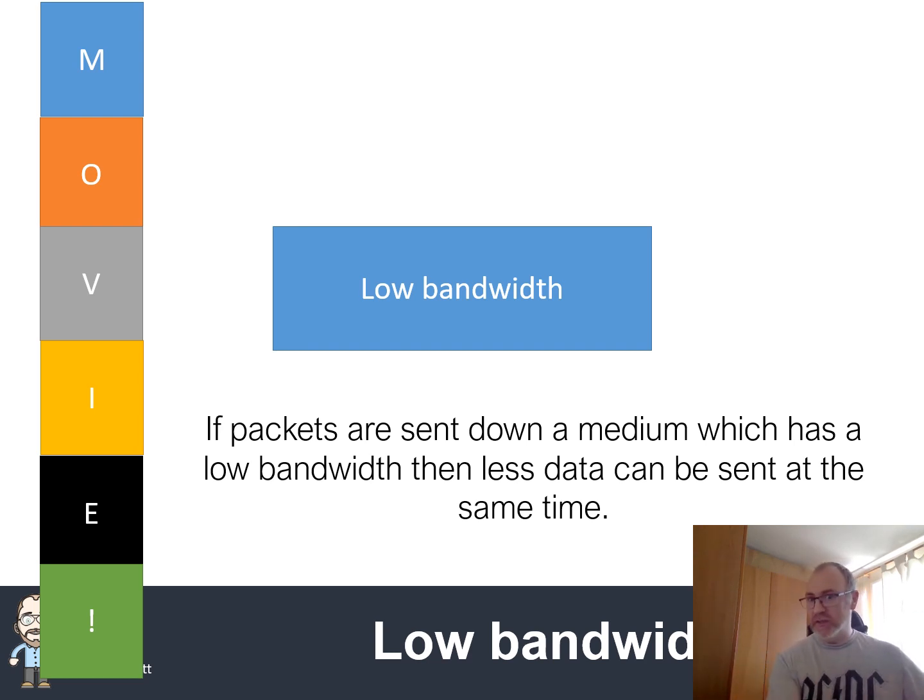Low bandwidth. Imagine we are trying to send this Netflix movie. If packets are being sent down a medium which has a low bandwidth, so we might be talking about your home broadband and you only have maybe 2 megabits per second or something along those lines, and you're trying to watch a 4K movie. Now, we can only send so much data down your broadband connection at once. Although Netflix can blast the movie to you really, really quickly, your connection to the internet, your bandwidth, is small, so you can't receive all that data.